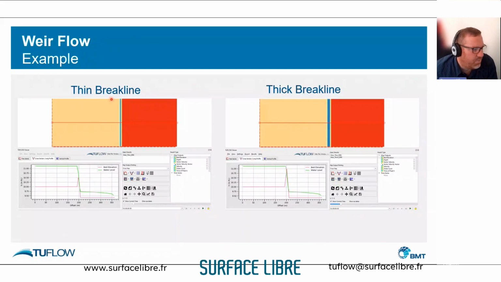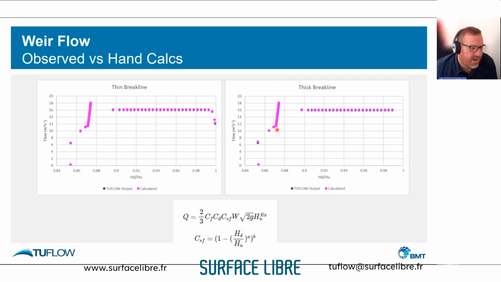This is just an example. So what we have here is some break lines that have been added. We've got essentially this pink line's the bed elevation. We've got an upstream bucket and a downstream bucket. We have our weirs, one represented with the thin break line and one represented with the thick break line. And what we can do is model that and compare with hand calcs, and obviously you get a very good correspondence to that. So TUFLOW will take that into account. It will also adjust for the submergence too.